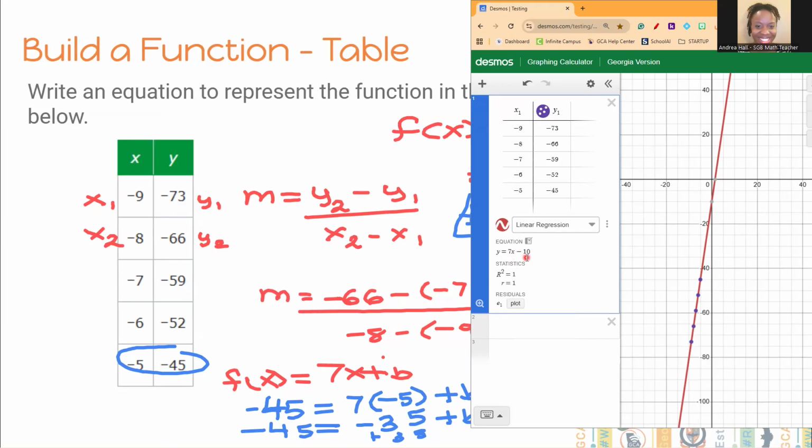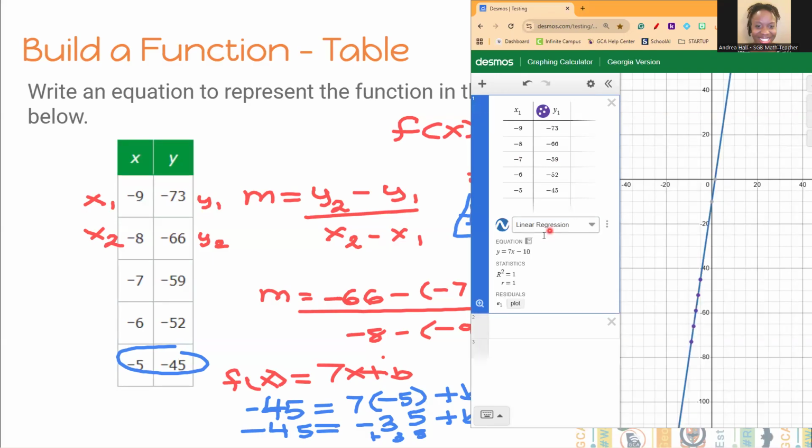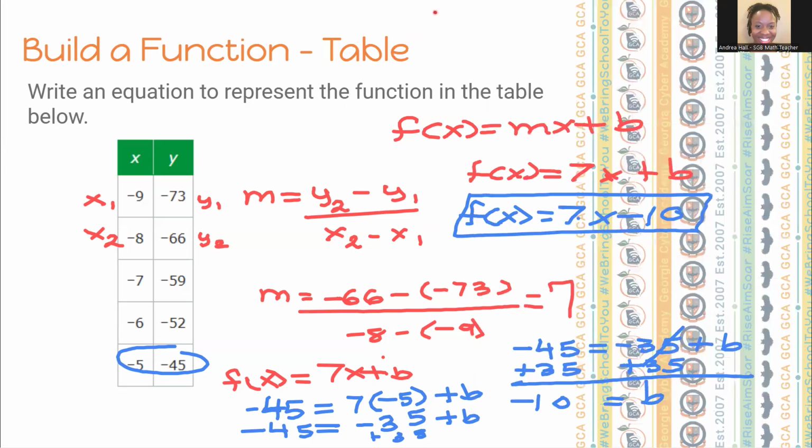Rewind, rewatch. I just showed you how you could build a function from a table without having to do any math. Just put it in your graphing calculator. And there you have it. Okay? So again, to recap, you click the plus arrow, you add a table, you enter the values in your table. When you do that, that little thing up here is going to pop up. It says add a regression. You're going to click on it. You want a linear regression, and it'll give you the equation. And there you have it. 7x minus 10.